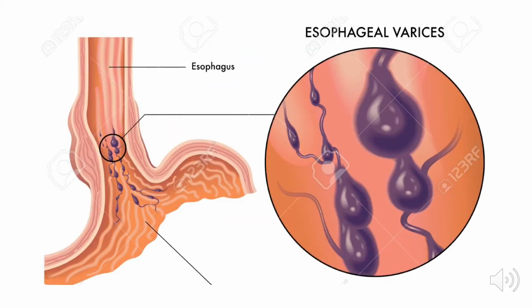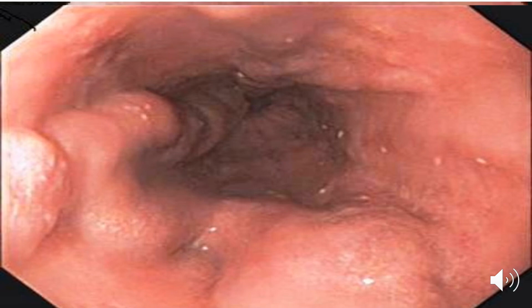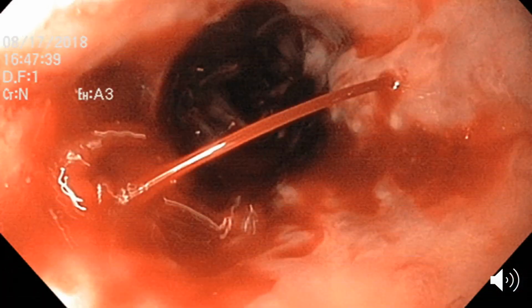With portal hypertension, there would be the formation of varices. This is the endoscopic view of a normal esophagus. This is how the esophagus would look in the presence of esophageal varices. Do you know the problem with these varices? They have thin walls. So thin that there's a chance that they might rupture and cause acute blood loss.